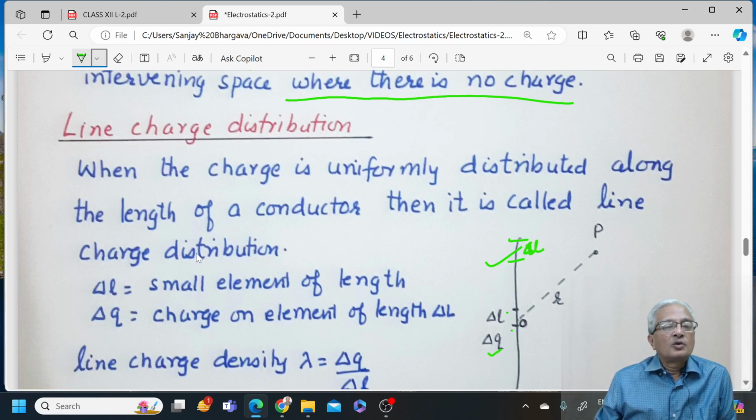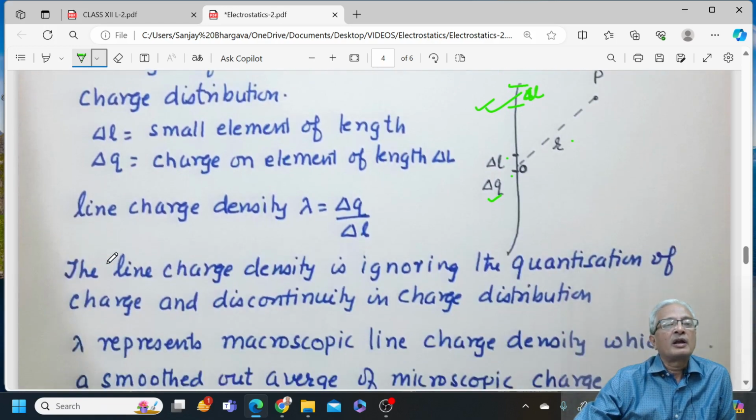Now P is a point at a distance r. How do we define line charge distribution? The line charge distribution would always be defined in terms of a quantity called line charge density, and that is total charge on element dl divided by the length of element dl.